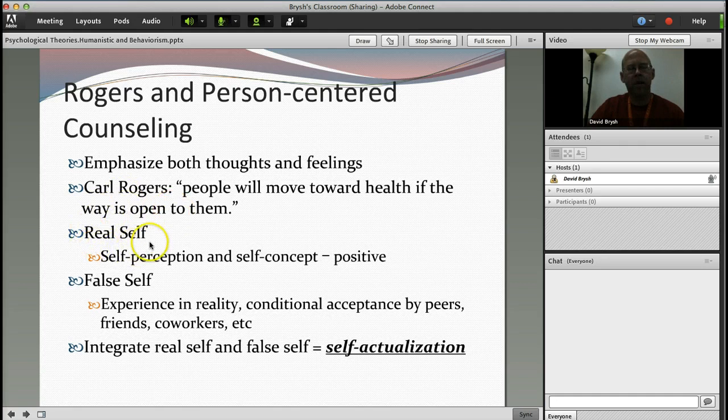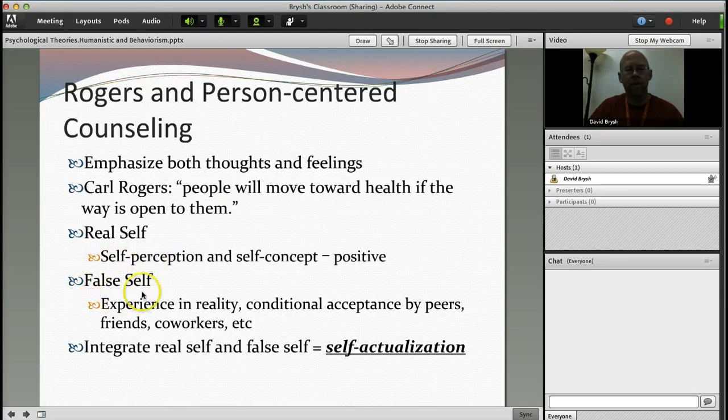He believed that people had two selves, a real self and a false self. The real self was something that's positive, the self-concept that's positive about yourself. So, all the things inside you that you believe are good and positive about yourself. And understanding that real self, that's the key to things for Rogers and for person-centered counselors and for person-centered psychologists.